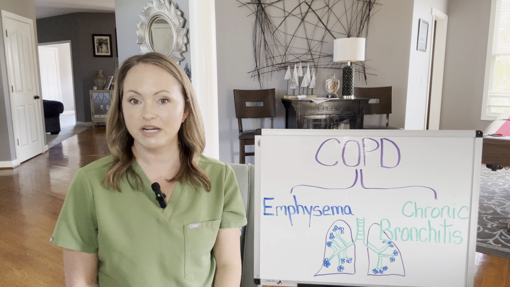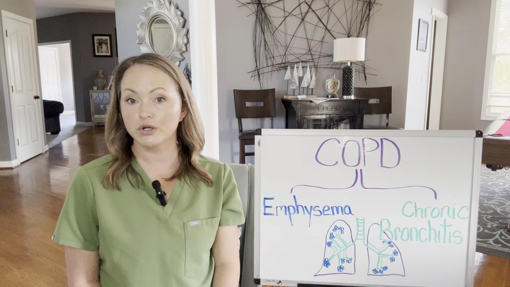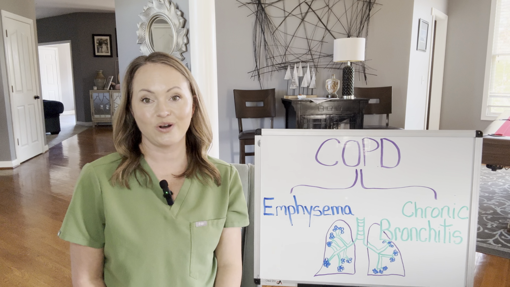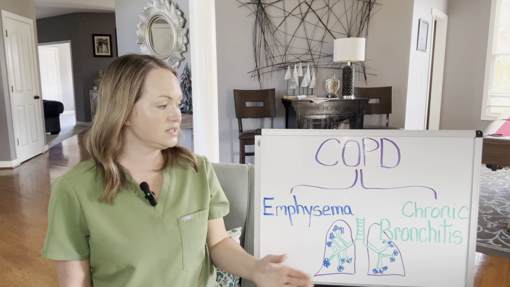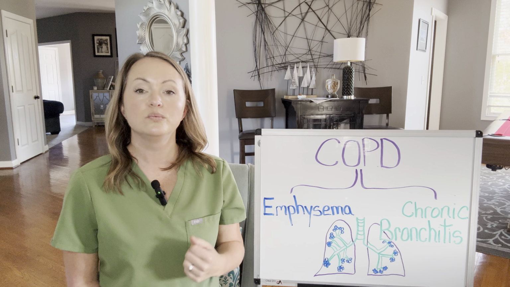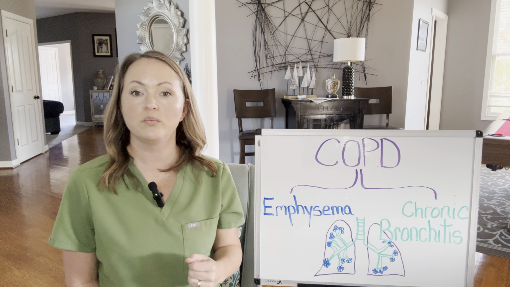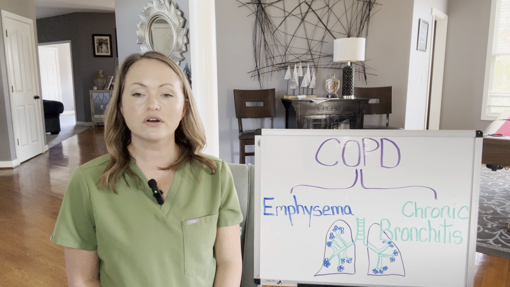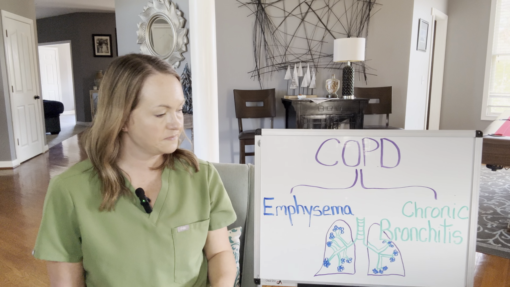Chronic obstructive pulmonary disease, otherwise known as COPD, has two different components. The first one is emphysema, and the second one is chronic bronchitis. I'm going to explain what each of these disease processes does and what the symptoms are, so that you have a better idea about what COPD actually is. So we'll start off with chronic bronchitis. It's over here in the green.